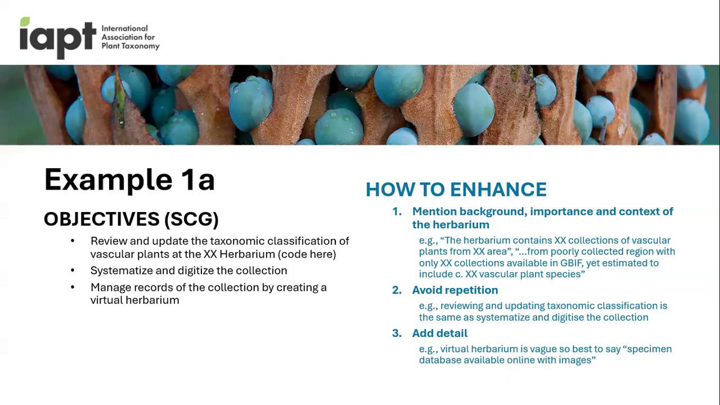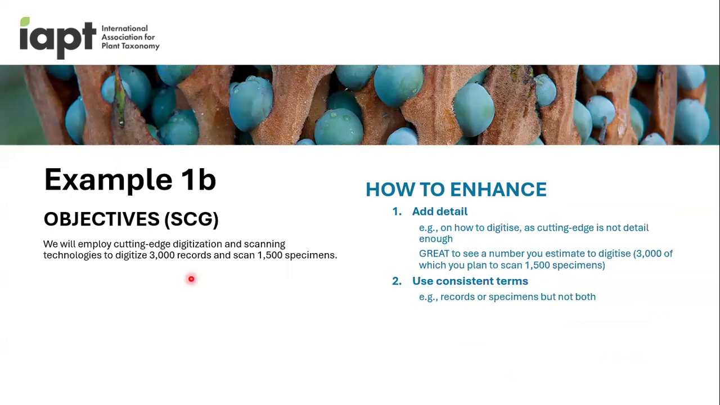So getting really into the nitty-gritty with existing real cases. In another small collection grant proposal, I saw an objective that was just short, down to the point, a sentence, right? We don't even have a bullet point or a number. So the general point was we will employ cutting-edge digitization and scanning technologies to digitize 3,000 records and scan 1,500 specimens. I'm loving the numbers. Yes, I get an idea of, okay, what you're going to do. But I still have spaces where I would want to enhance this. I'm itching when I read this as a reviewer. So the detail, when you say cutting edge, seems hollow.